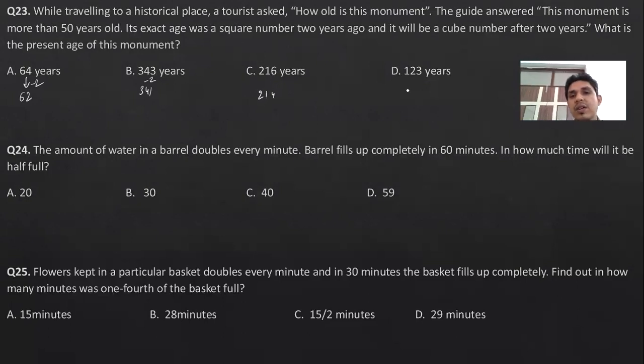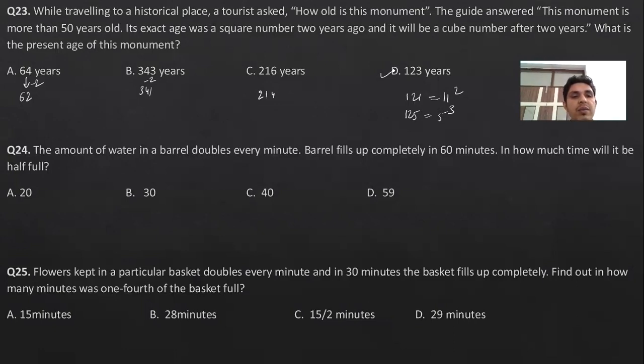214 is not a square. 121 is a square, the square of 11. And after 2 years, that means if we add 2 to 123, that is 125. So this is a perfect cube of 5, right? So the answer of this question will be 123. Okay, coming to the next question, question number 24.